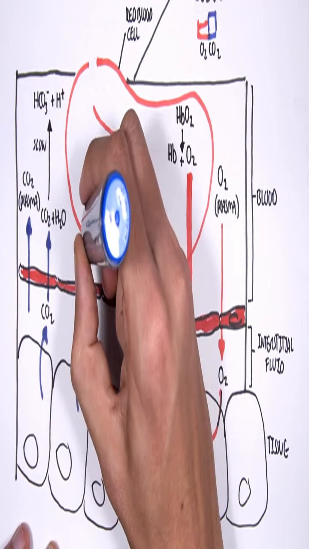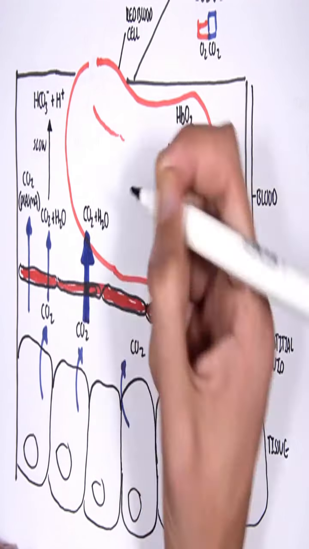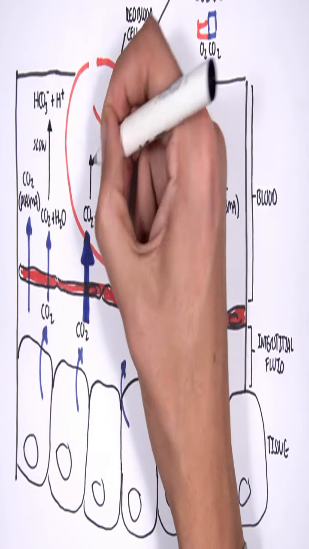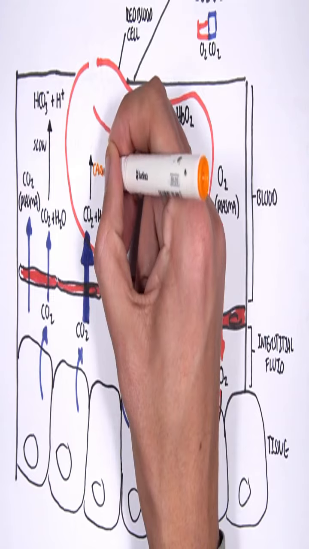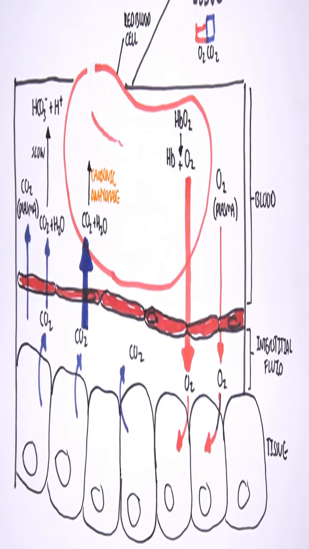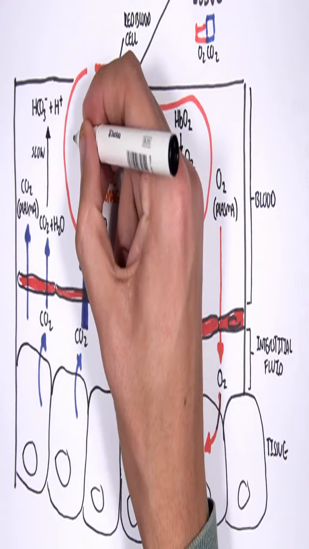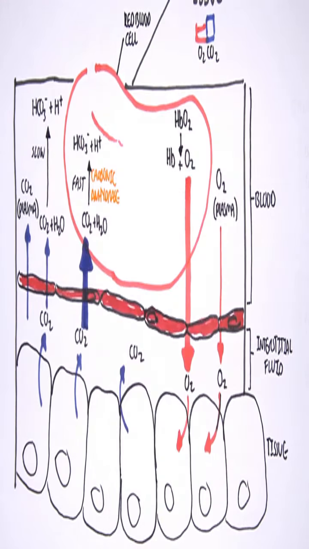However, most of the carbon dioxide will actually enter the red blood cells, and then here it will react with water. Within red blood cells, you have these membrane-bound enzymes called carbonic anhydrase, which will, through a fast process, convert carbon dioxide and water to form bicarbonate and hydrogen ion. Exactly the same as the process that occurred outside, which was slow.